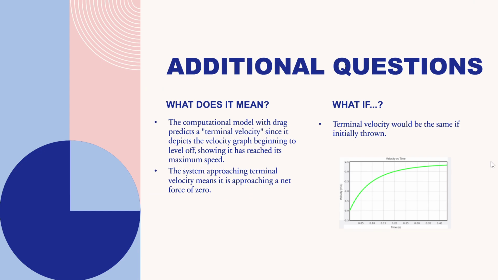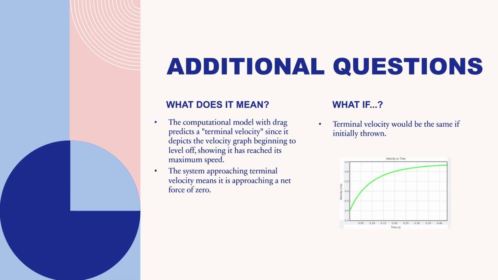Additional questions: what does this mean? The leveled off speed would be the terminal velocity, since it depicts the velocity graph beginning to level off, and that is shown in the computational model with drag. This system approaching terminal velocity means it's also approaching a net force of 0, which means that there's no more acceleration occurring and thus no more changes in velocity.